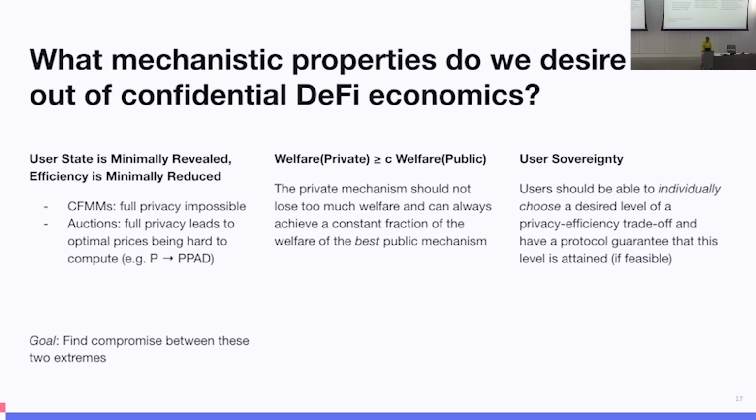And the final thing, which I think is often missing in papers about private applications, is the user should be able to individually choose their desired level of privacy versus efficiency. I think in a world where the developer chooses for the user, it becomes a lot harder for the user to even reason about whether they value the privacy or not. And so you should have some way of tuning it.